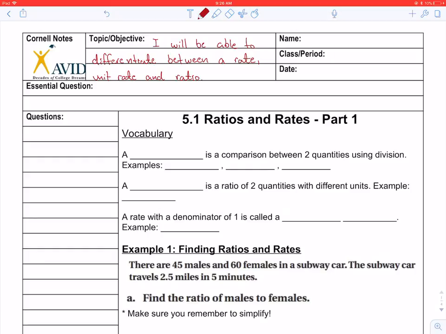And then the essential question for today is, how do rates help us describe real life problems?